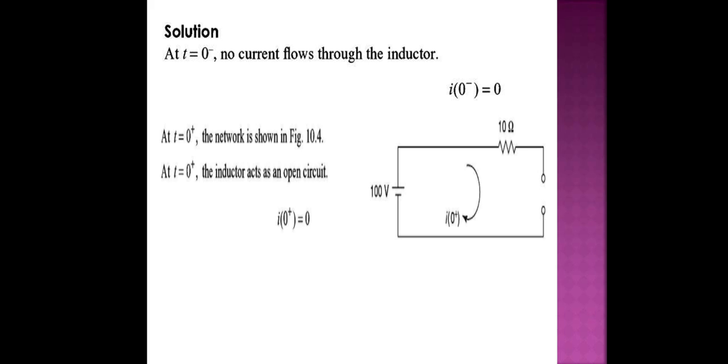At t equal to 0 plus, the network is shown in the figure, the previous one, 10.4. At t equal to 0 plus the inductor acts as an open circuit, so it is replaced by an open circuit in the circuit. Therefore I of 0 plus equals 0, because in an open circuit the voltage is maximum and the current does not pass through the circuit. So I of 0 plus is 0.